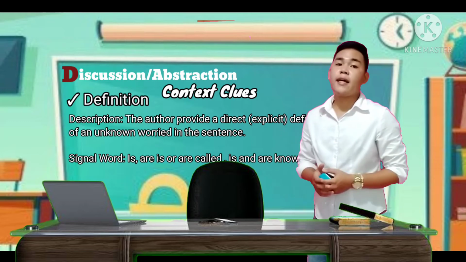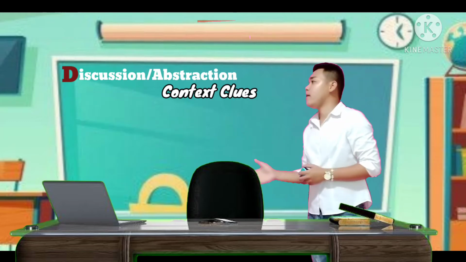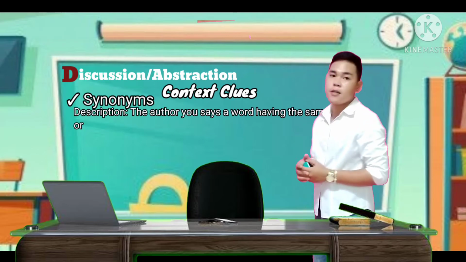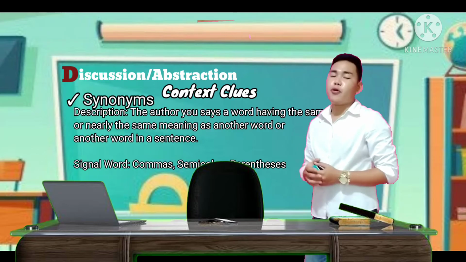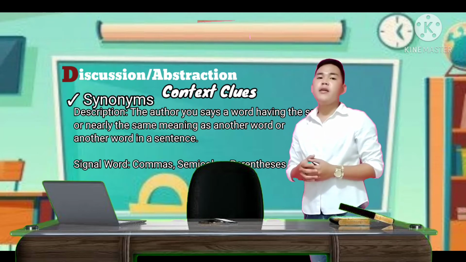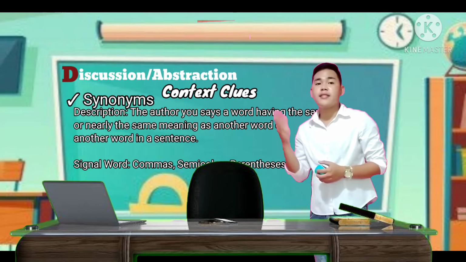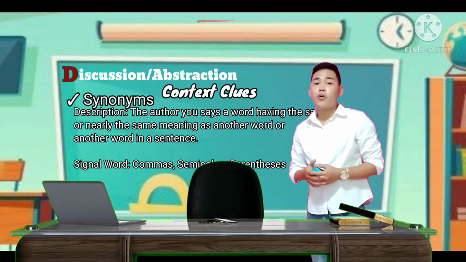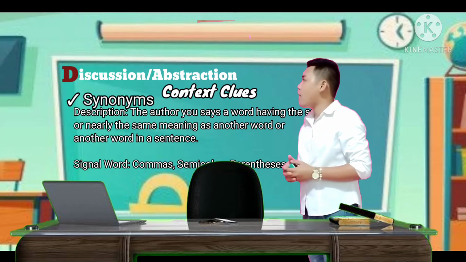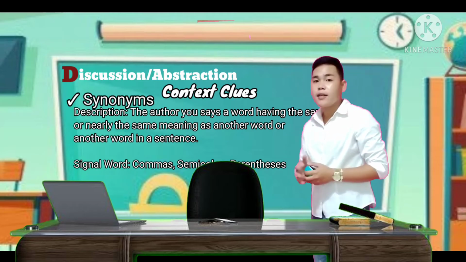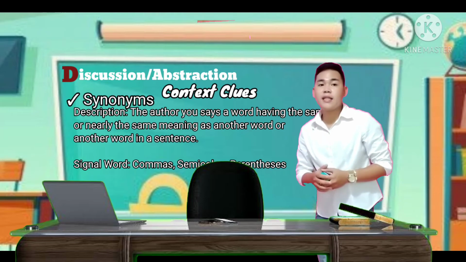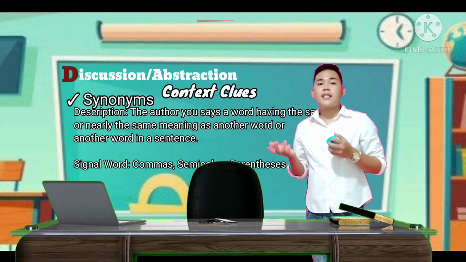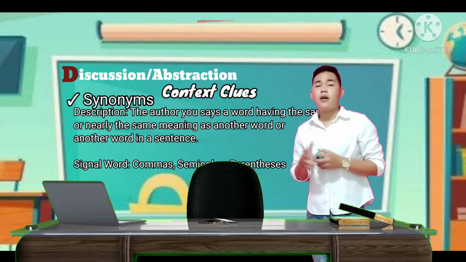So we have the second type of context clues. We have synonyms or restatement. What do you think? The author uses a word having the same or nearly the same meaning as another word in a sentence. The signal words in synonyms are the commas, the semicolon, the parentheses, or sometimes even the words 'or' and 'that is'.